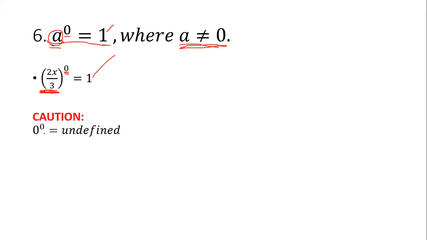Caution, 0 raised to 0 is undefined. Bakit? So explain po natin kung bakit ganon. Let us say for example, 3 cube divided by 3 cube.